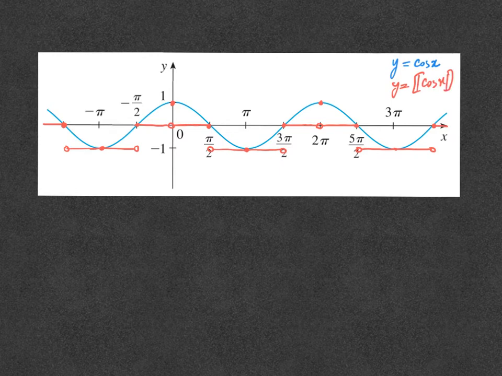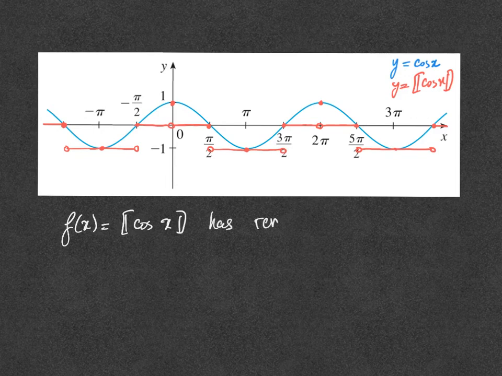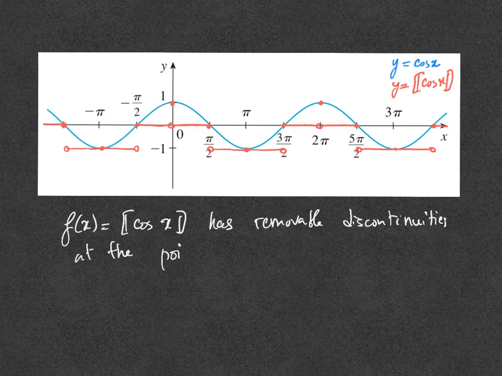And we notice that between 0 and 2 pi, the floor function of cosine x has removable discontinuities at 0 and at 2 pi. Since it is 2 pi periodic, it will have a removable discontinuity at every even multiple of pi. So to conclude, the function f of x equals the floor function of cosine x has removable discontinuities at the points 2k pi, where k is any integer. So these are the even multiples of pi.